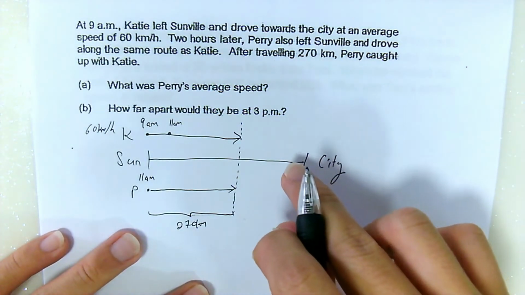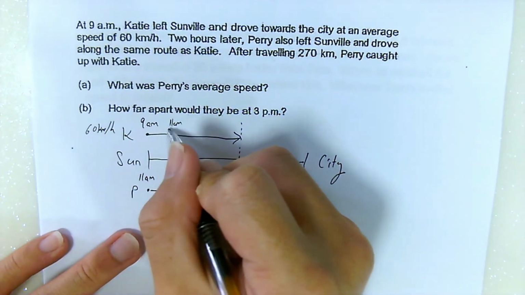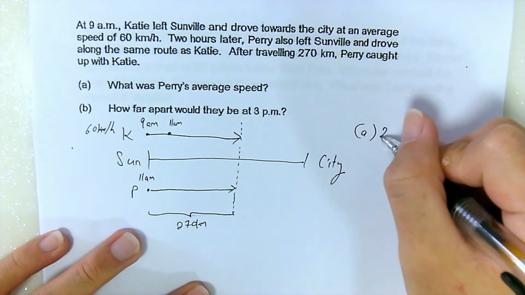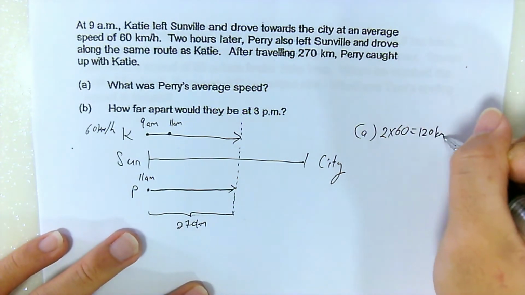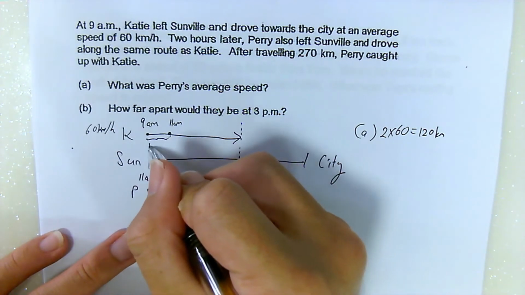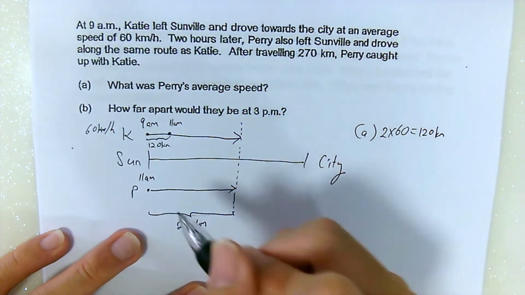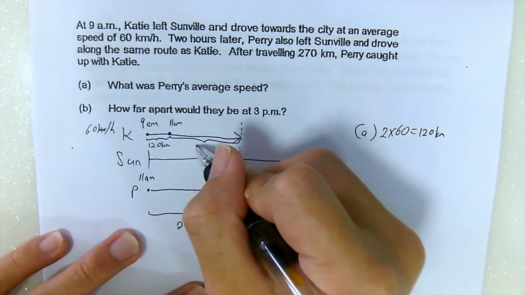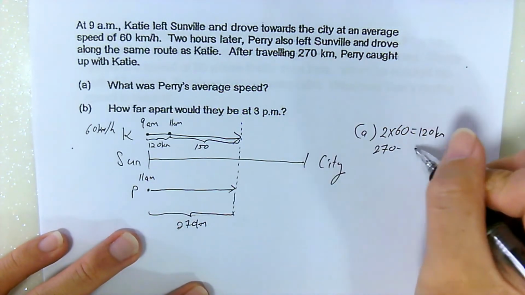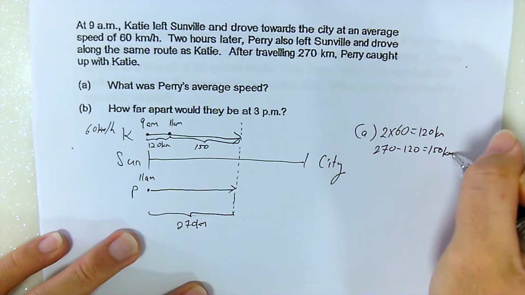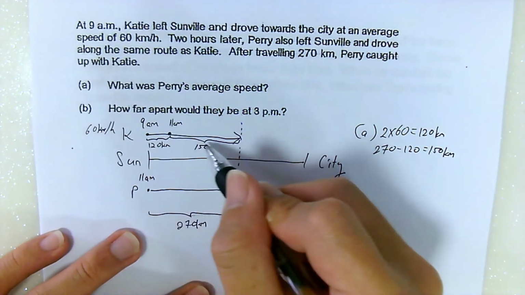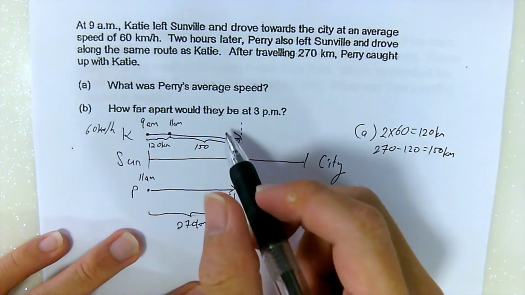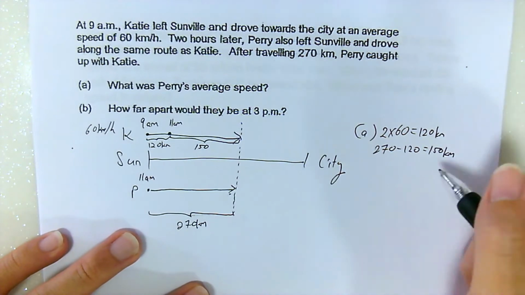Now the first thing that we do is realize that in those 2 hours, Katie traveled for 2 hours at this speed. So we can find out that Katie has traveled 2 times 60 kilometers, which will give us 120 km. So I'm going to put here 120 km. Which means that this entire thing is 270 and this is 120, so this one is 150, because 270 minus 120 is 150 km. This means that Katie carried on with 150 km while Perry had to travel 270 km in order to catch up with her.